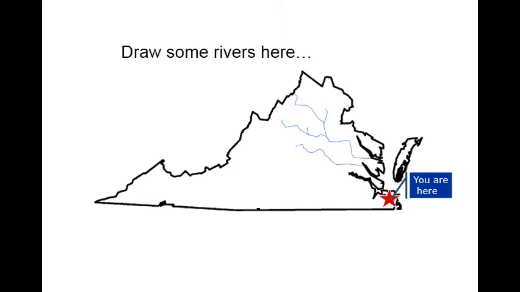So what I would like you to do is draw in some rivers. They don't have to look exactly like the rivers that I have on here, but they do have to be in similar areas, okay? So draw in some rivers there, draw in some rivers there, and draw in some rivers over yonder.